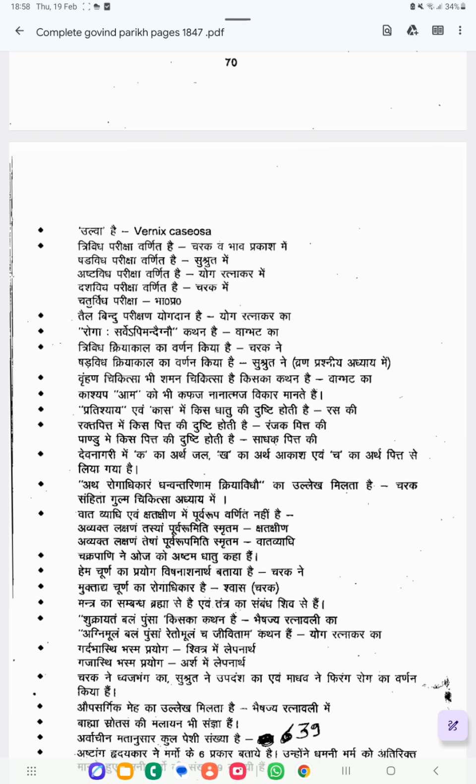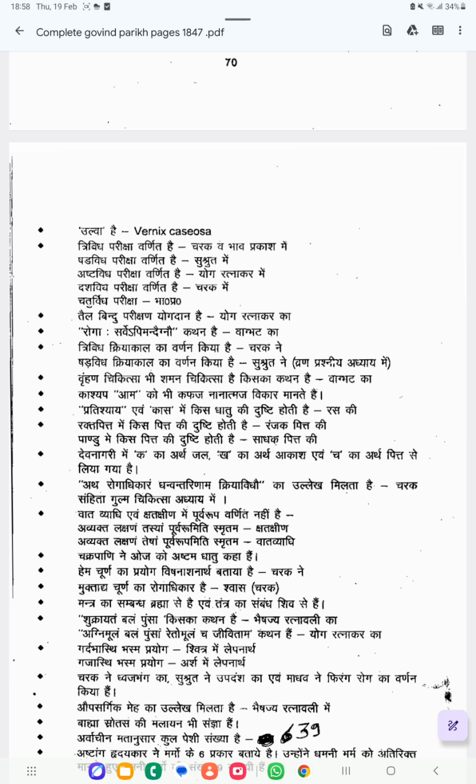Then Pratishyaya and Kasa: which dhatu dushti occurs? Rasa. Due to Rasa dushti we get Pratishyaya and Kasa. Then Raktapitta: in Raktapitta which Pitta dushti do we get? Ranjaka Pitta. Because of Ranjaka Pitta dushti we get Raktapitta. Then Pandu is because of Sadhaka Pitta. Raktapitta and Pandu Roga are both Pitta dushti conditions. In Raktapitta, Ranjaka Pitta gets vitiated, and in Pandu, Sadhaka Pitta gets vitiated.